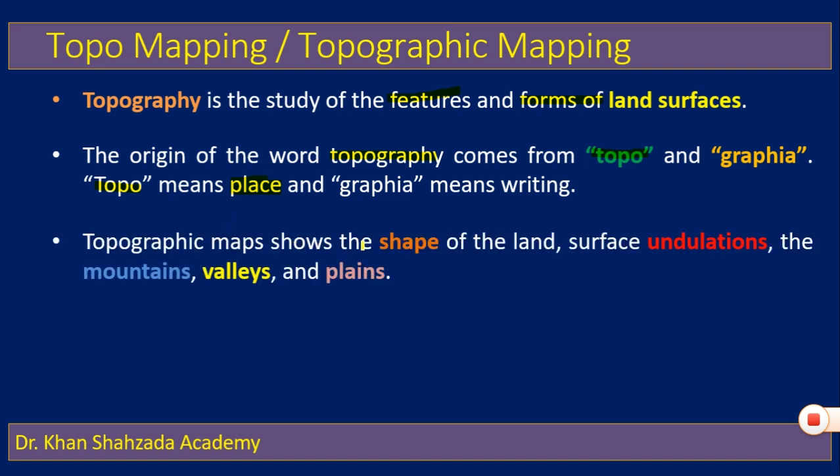Topographic maps show the shape of the land, surface undulations, mountains, valleys, and plains. This is about topography and its brief introduction.